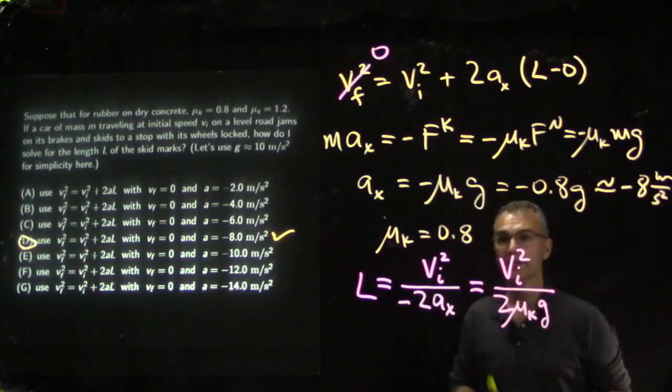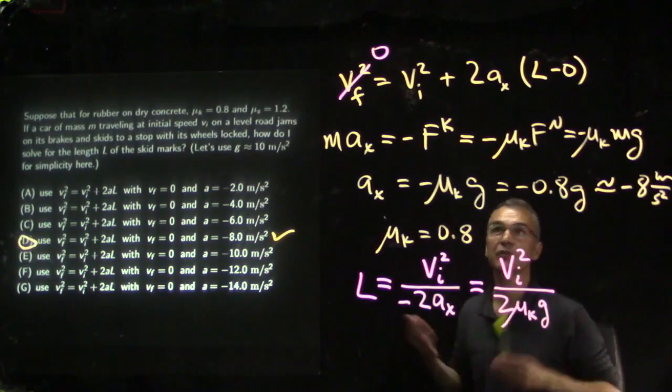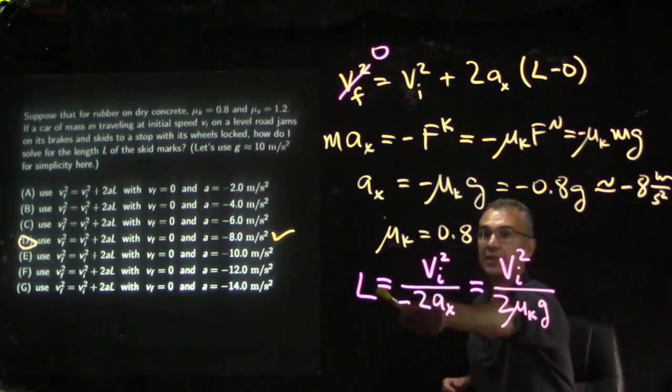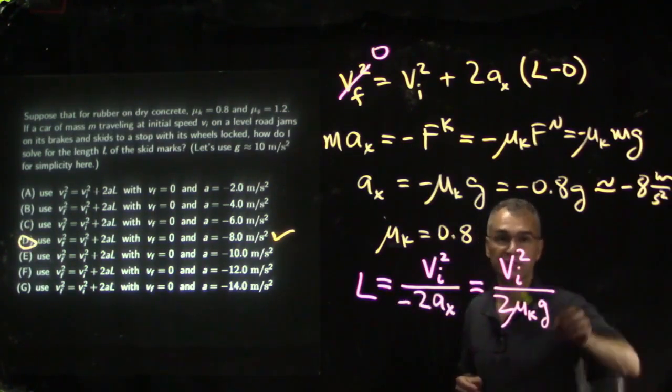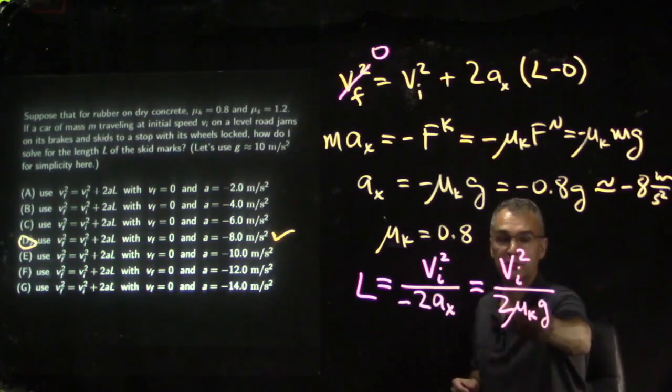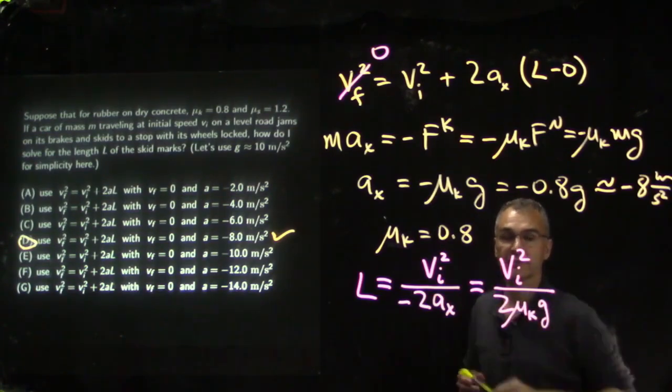And if we did the math solving, v final is 0, and you want to know where it stops. So we get the length of the tire tracks, the length of the skid marks, is v initial squared divided by 2 times the coefficient of kinetic friction times little g.